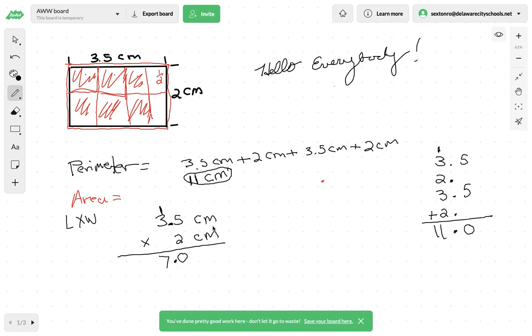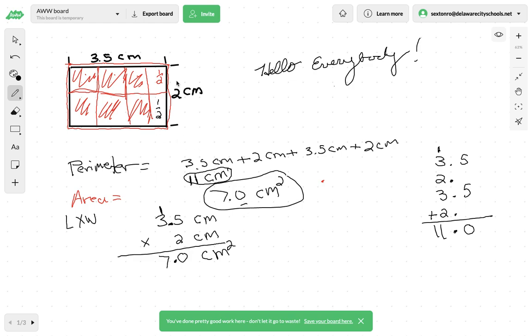Now my unit, I can't forget my unit. My unit is actually centimeters times centimeters, or centimeters squared, right? So the answer to area is going to be 7 centimeters squared. Now, if you look up here when we did this example, that's exactly what we did. I had 1, 2, 3, 4, 5, 6 whole 1 centimeter squares, and then I had these 2 half centimeters over here, didn't I? And the half and half is 1, so that adds up to 7.